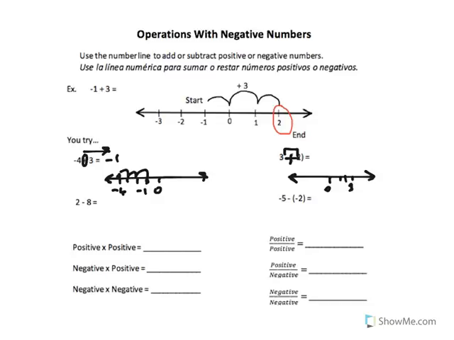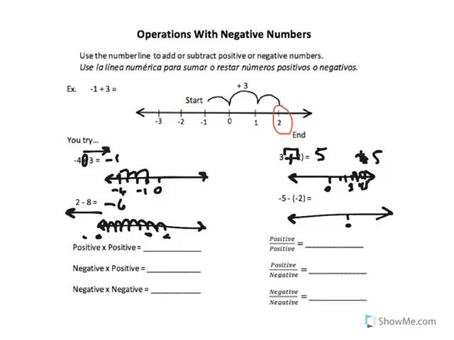So we start at 3, and we add 2. 1, 2. And we end up at 5. Here, we start at 2, and we subtract 8, so we move to the left. 1, 2, 3, 4, 5, 6, 7, 8. And we get -6.